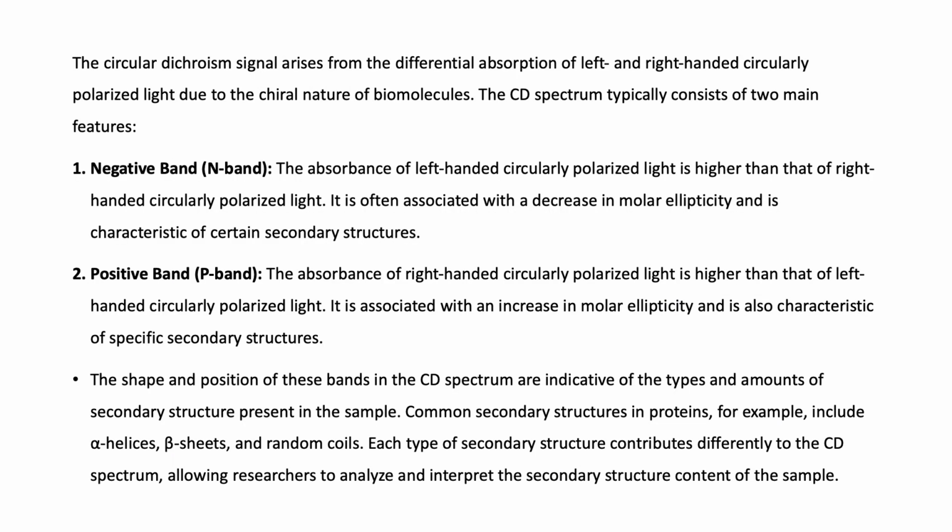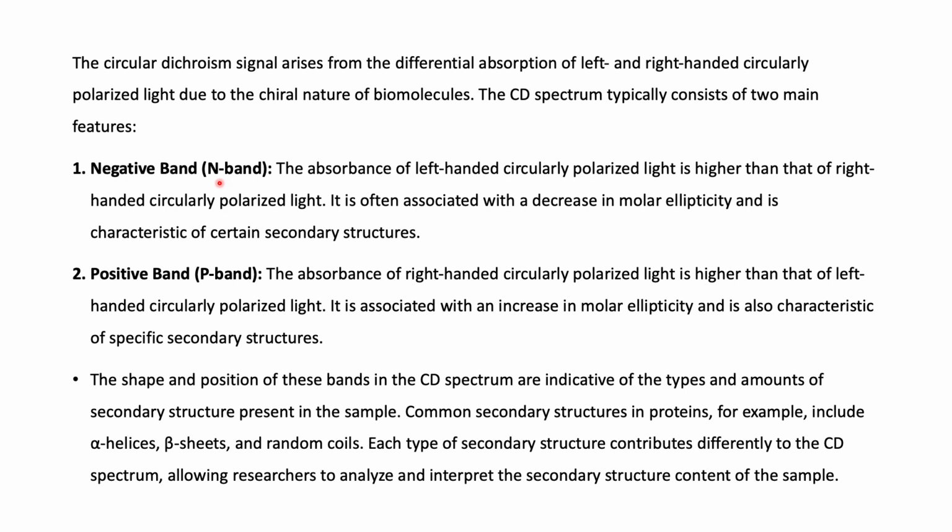So now what exactly do these values mean, and how does it tell anything about the structure of the molecule or the protein? The circular dichroism signal arises from differential absorption of RCP and LCP due to the chiral nature of the biomolecules. The CD spectrum typically consists of two main features: one is the negative band and the other is the positive band.